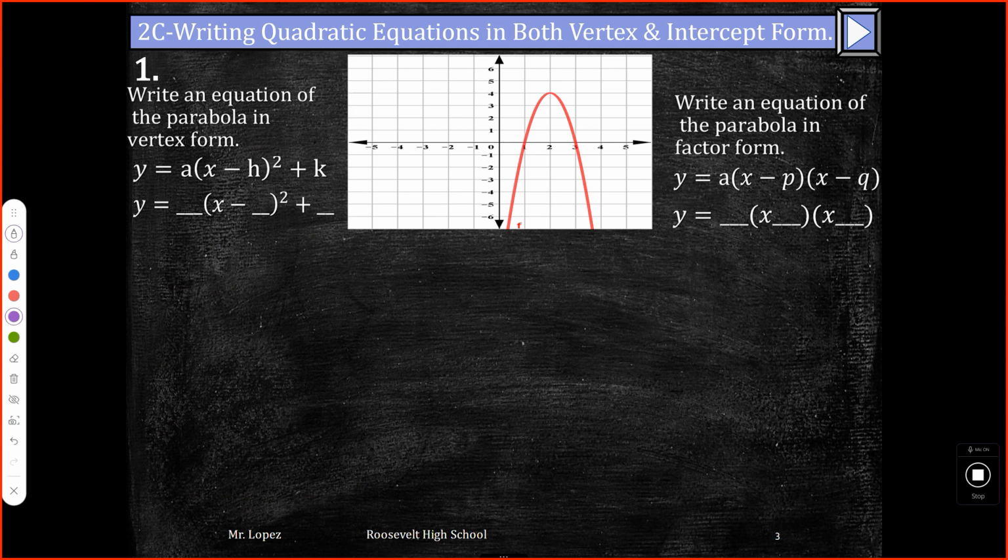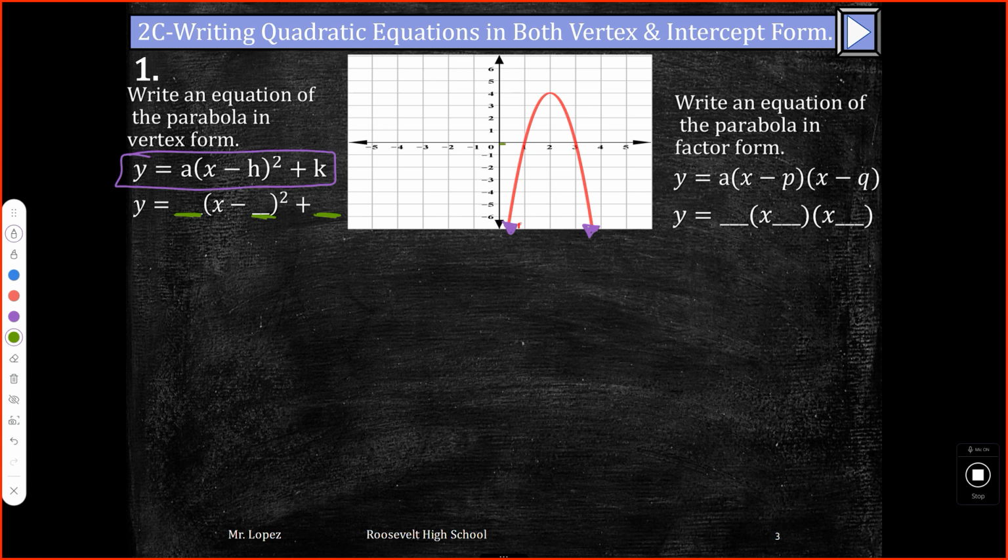Okay, now it says here to write an equation of the parabola in vertex form. So this is vertex form. And we already did this in the warm-up. If you're given a graph of a parabola, and hopefully you can get all the information needed to substitute in for the a value, your h and k, then you're good to go.